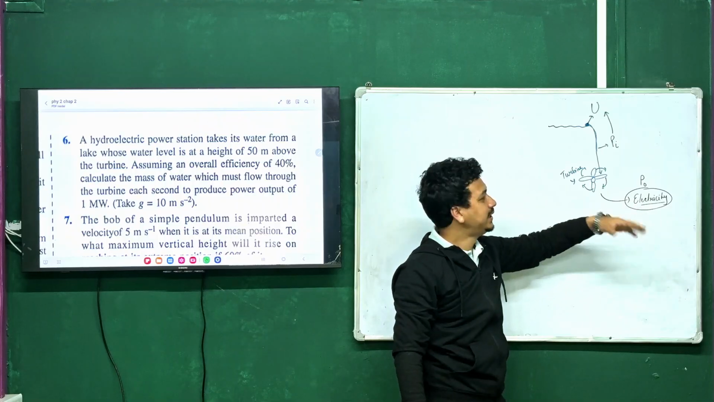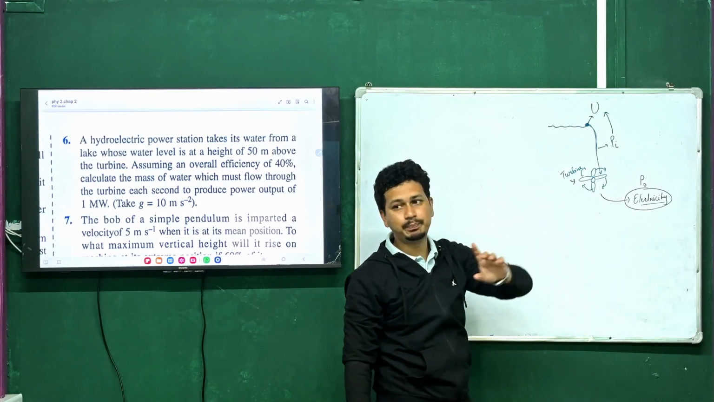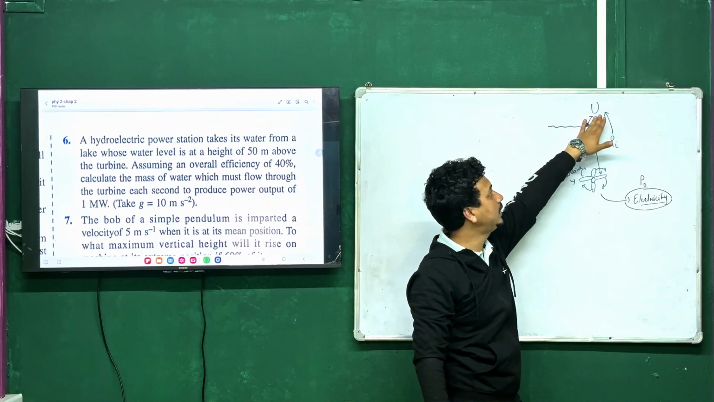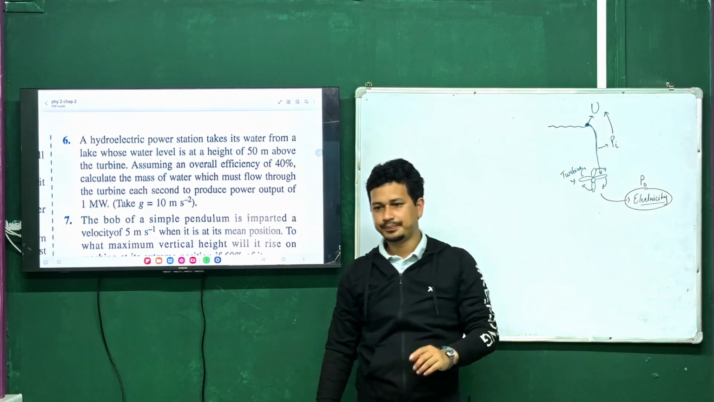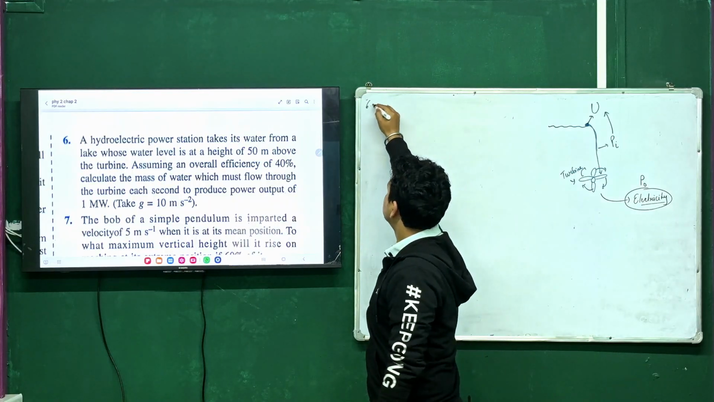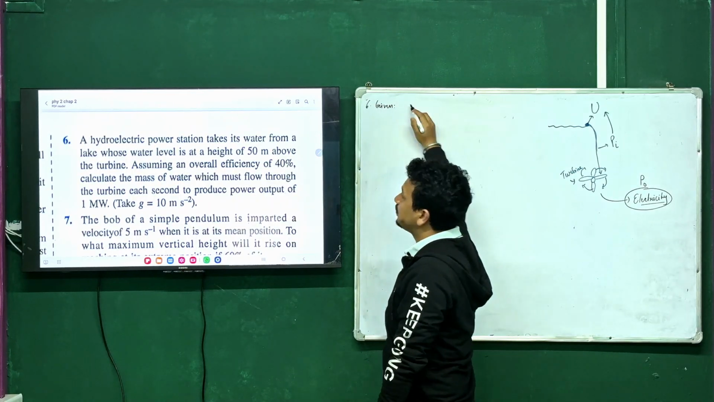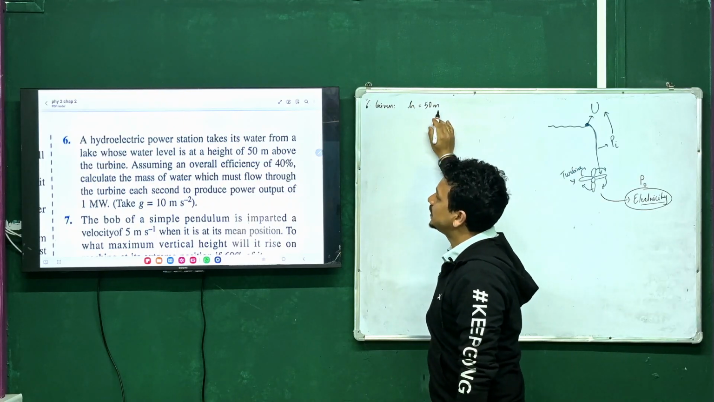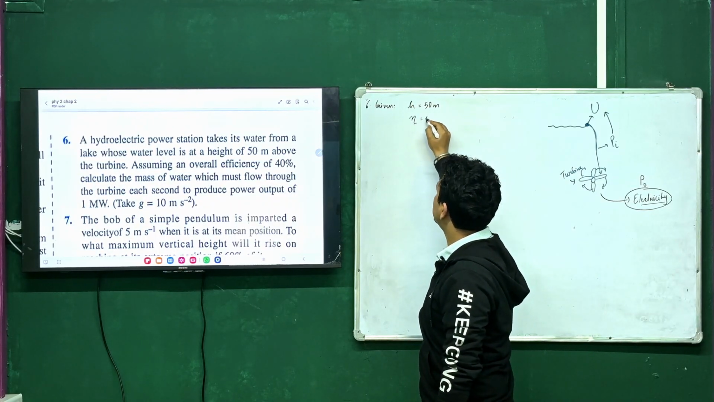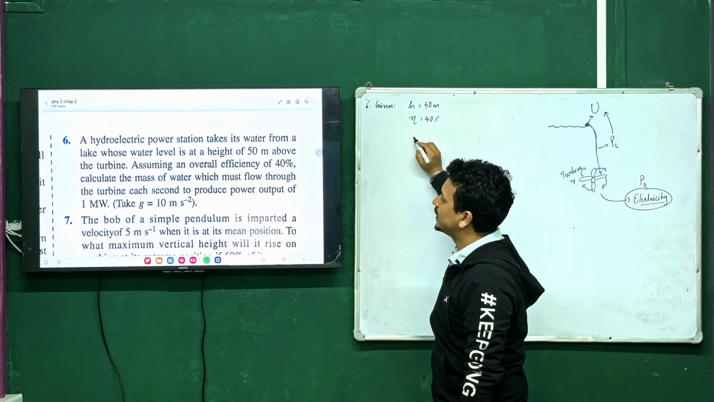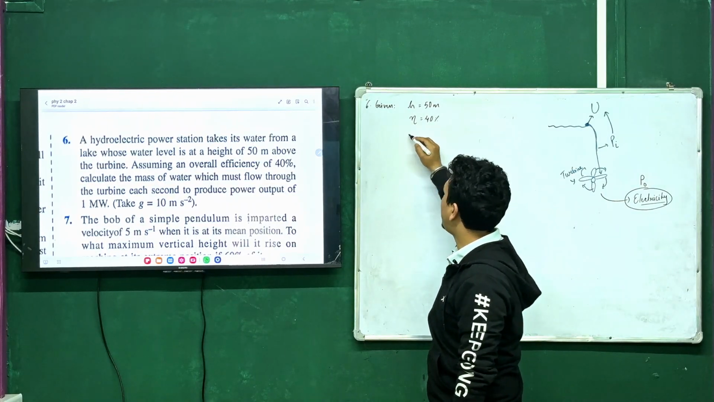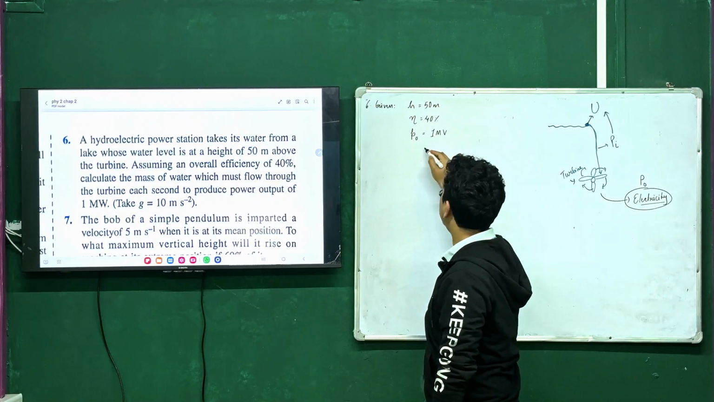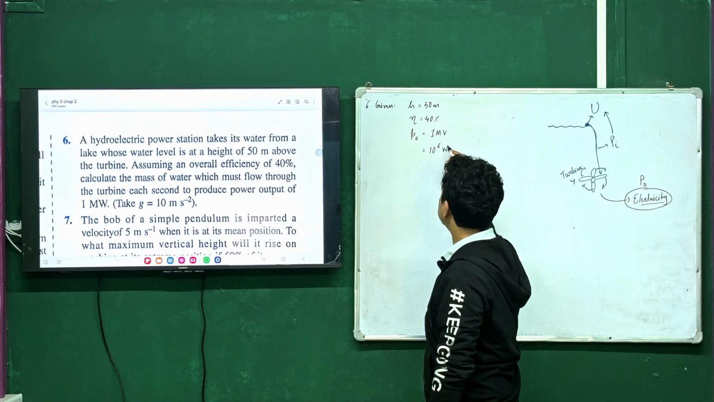electricity. Okay. This question is special because here they're saying per second. Since it is saying per second, it does not matter whether we use power or energy, they'll both be the same. Given height is equal to 50 meter above the turbine, assuming the efficiency is 40%. Calculate the mass of the water flowing through the turbine to produce a power output of 1 megawatt or 10 to the power 6 watt.